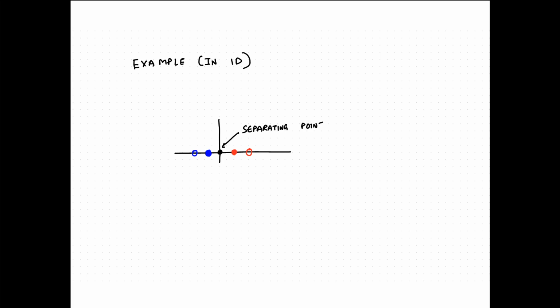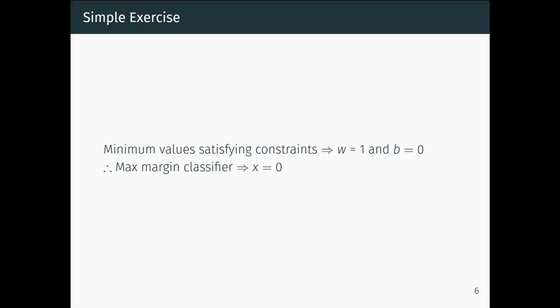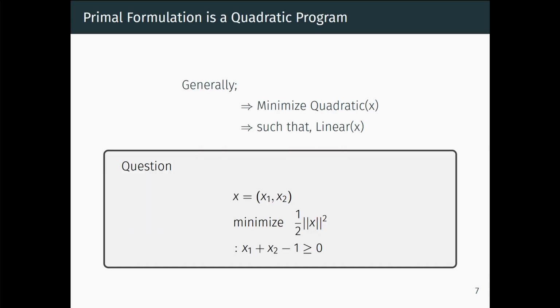When we introduced the Lagrangian multipliers in the first half of the course, when we were discussing constrained optimization, we saw the primal formulation, which is a quadratic program. A quadratic program is the form where you minimize a quadratic function of x given some linear inequalities in x. For example, a simple quadratic program could be minimizing half times the magnitude of x squared given x1 plus x2 is greater than or equal to 1. You minimize something quadratic in x such that the constraints are linear in x.